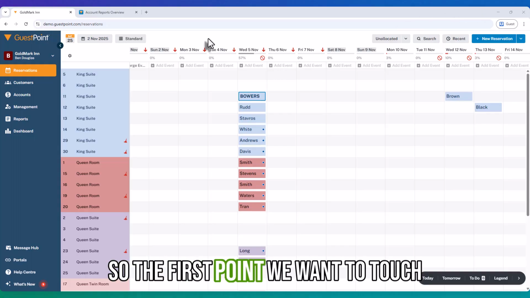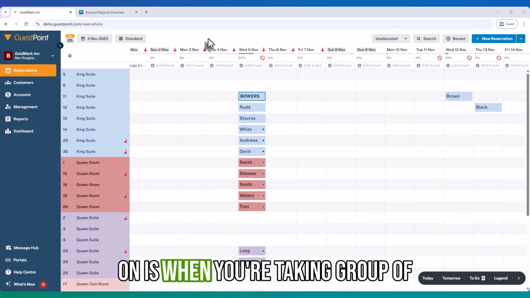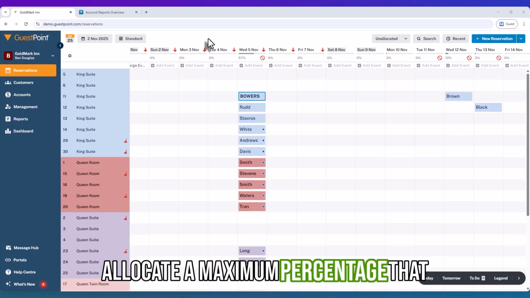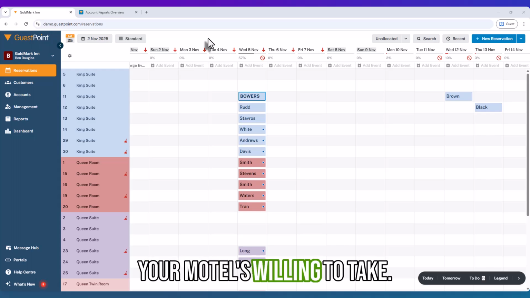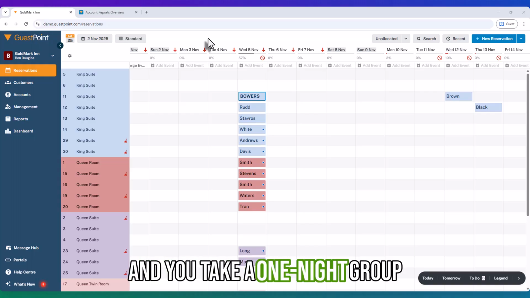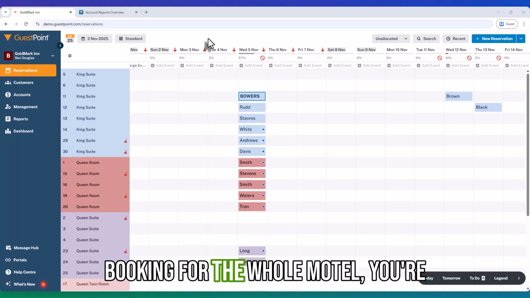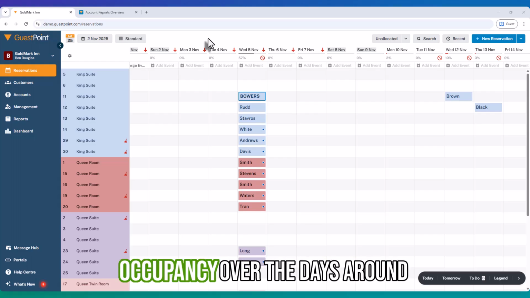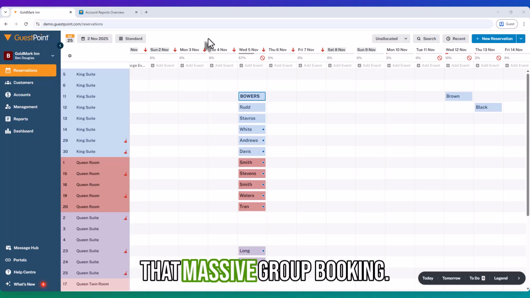So the first point we want to touch on is when you're taking group bookings in your motel, you want to allocate a maximum percentage that your motel's willing to take. If your motel is busy all year round and you take a one-night group booking for the whole motel, you're going to end up with lower occupancy over the days around that massive group booking.